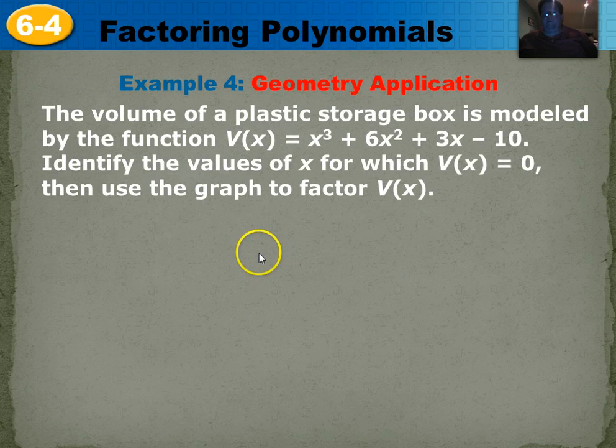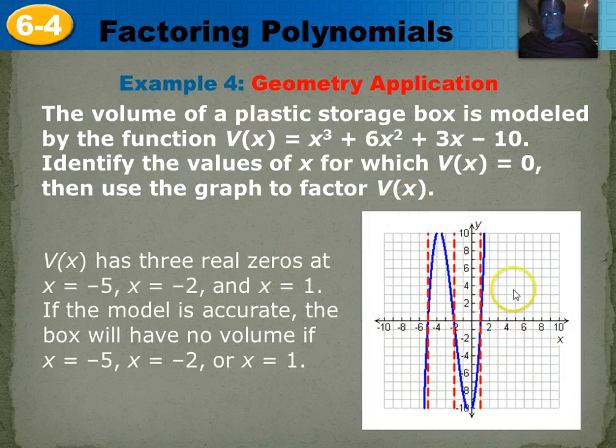Alright, the volume of a plastic storage box is modeled by this function here. Identify the values of x for which the volume equals 0, then use the graph to factor the V of x. Alright, well, here's the graph. Now, one thing you can tell from any graph, whenever the line crosses the x-axis, that is going to be a point where you have a factor that's going to give you a value of 0.